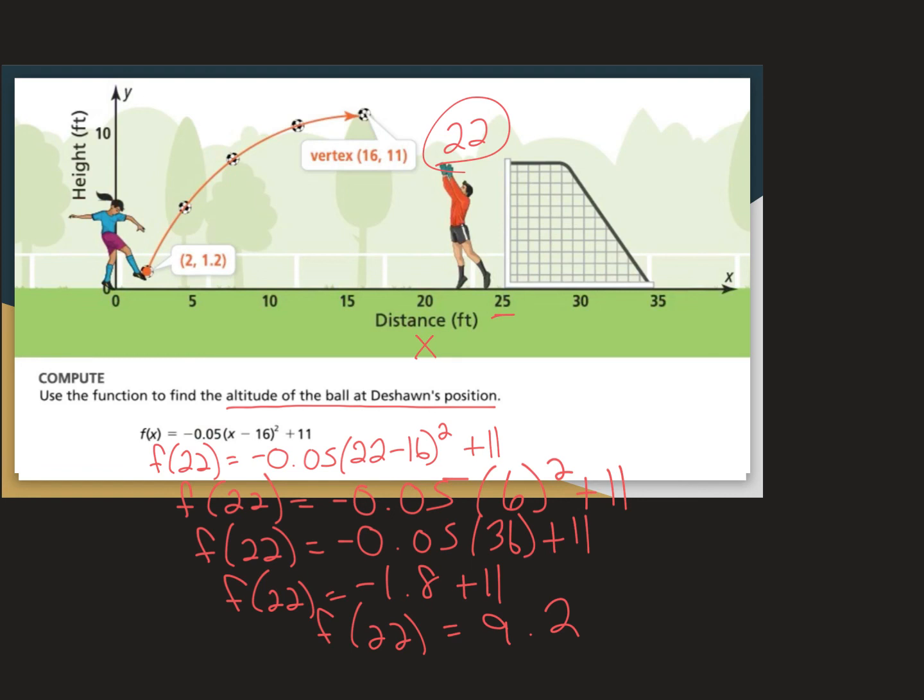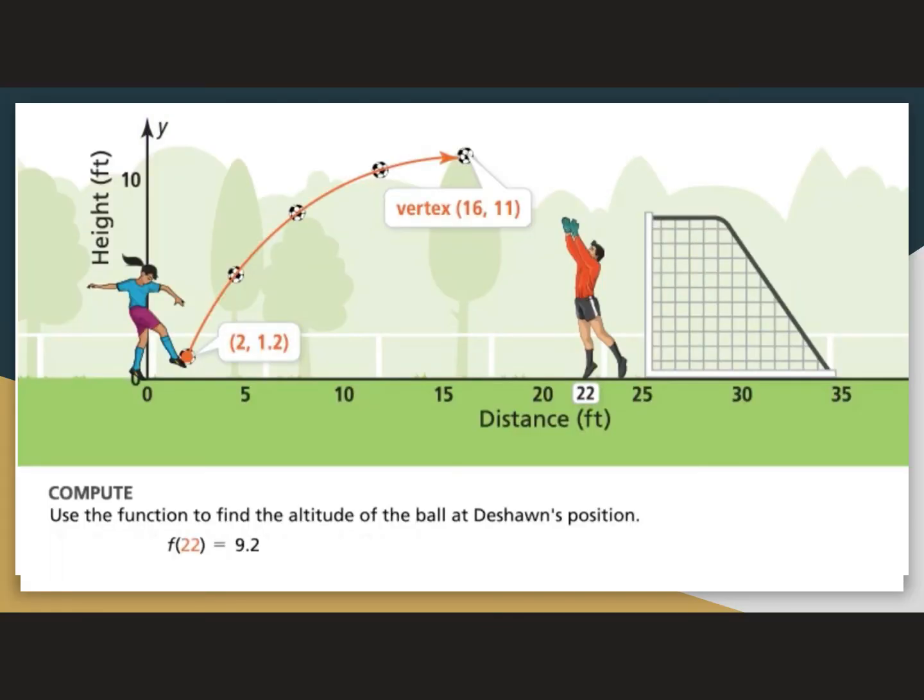Okay, so that means that at Deshaun's position, the ball will be 9.2 feet in the air. So I have f of 22 is 9.2. If we know that at Deshaun's position it's 9.2 feet, that means Deshaun cannot block it without jumping or moving, because Deshaun can reach 8 feet, but he can't reach 9.2. It's still going to be above his head, right there when it goes over, and he cannot block it without jumping or moving. So go ahead and do your work on your Savvas, and I will see you in class.